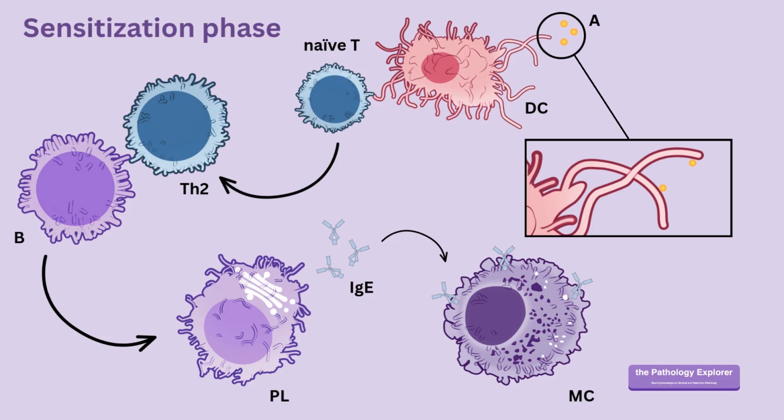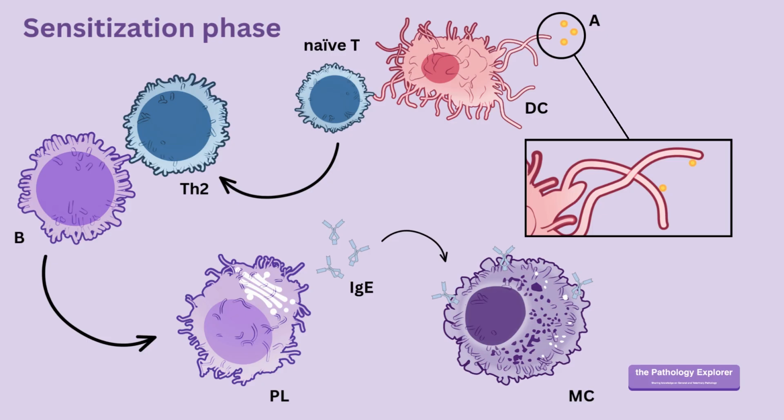It begins when an antigen, A, enters the body. Antigen-presenting cells, particularly dendritic cells, capture the antigen and present it to naive CD4+ T lymphocytes. Under the influence of specific cytokines, especially interleukin-4, these naive T cells differentiate into T helper 2 cells.